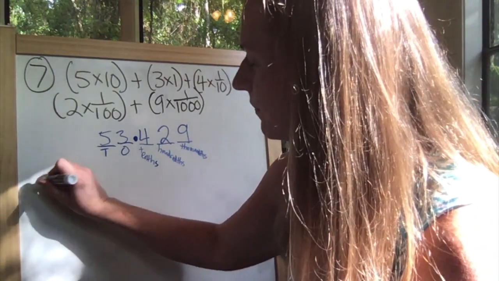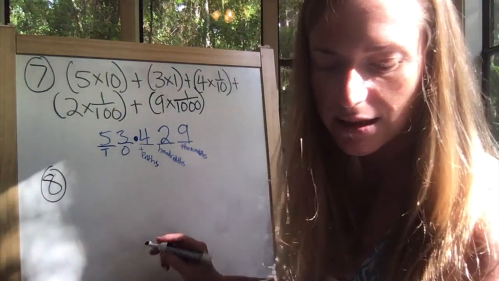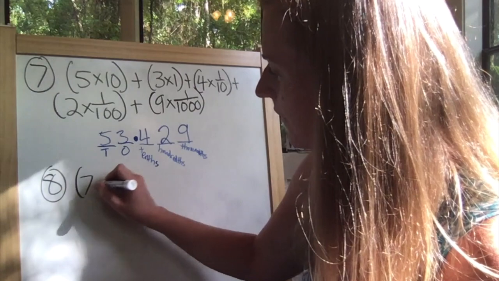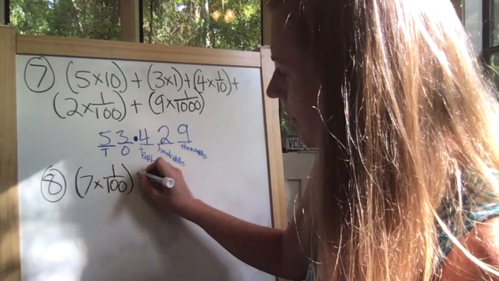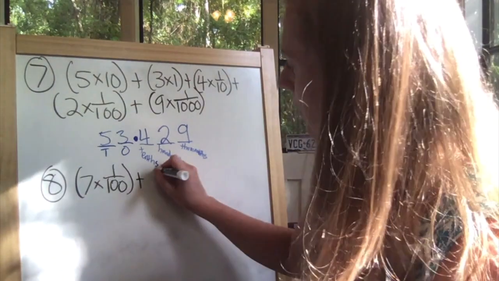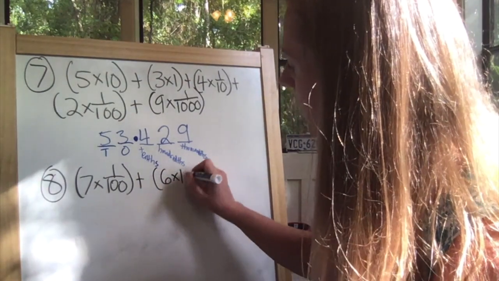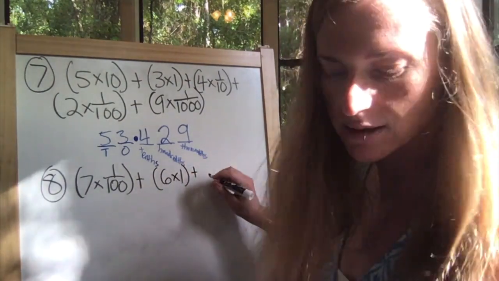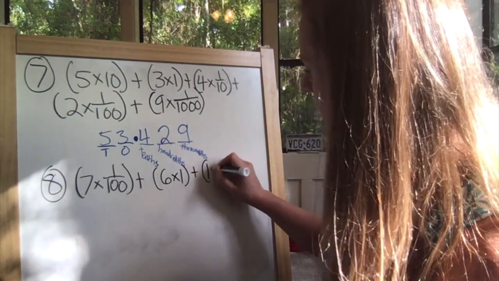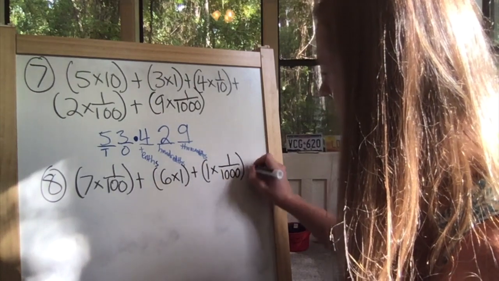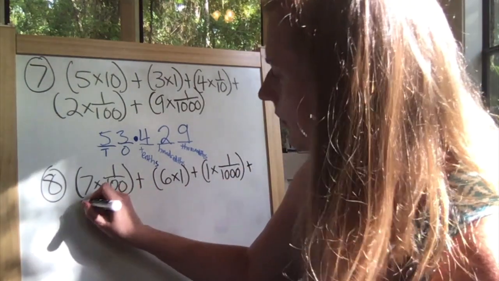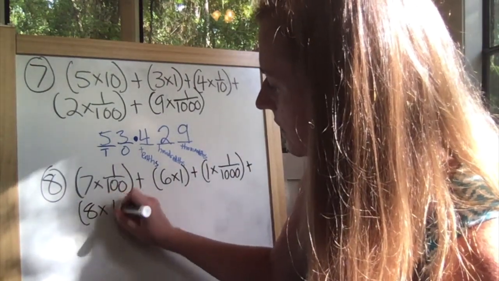Last one, you're going to join me in writing this one down in your journal. So this is number 8, and it says parentheses 7 times 1/100 plus parentheses 6 times 1 plus parentheses 1 times 1/1,000 plus parentheses 8 times 100.